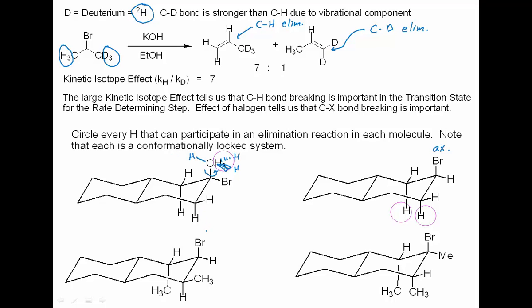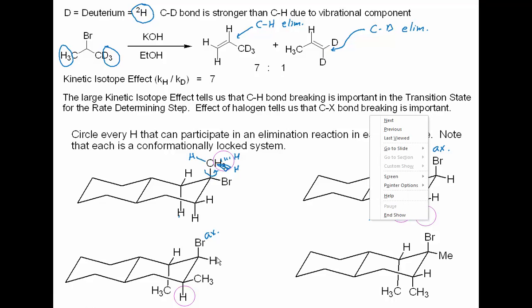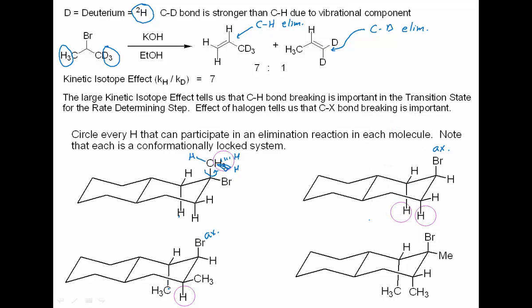Okay, and this one here, bromine is also axial. And if we look at the hydrogens that can eliminate, it's only this one, right? We can only eliminate on this side right here. On the other side, of course, there is no axial hydrogen at the right place. The axial hydrogen that we had here has been replaced by a methyl group. Okay, so there's no axial hydrogen there.